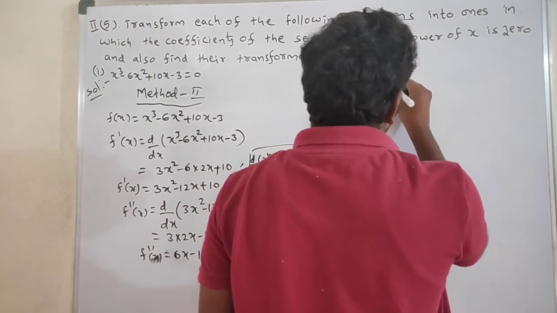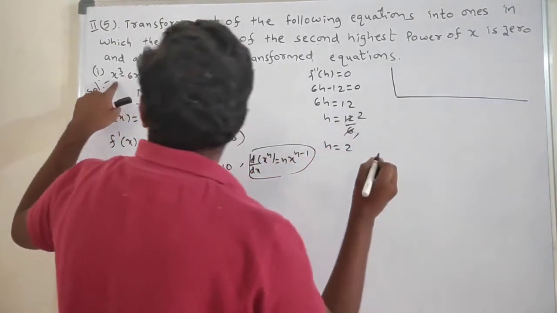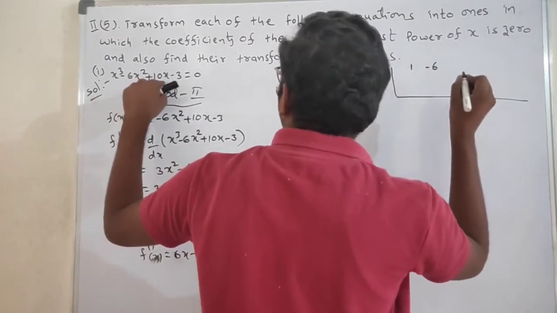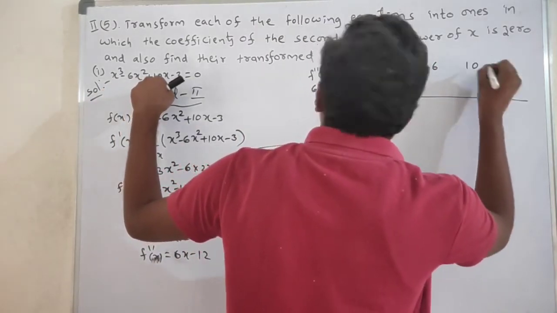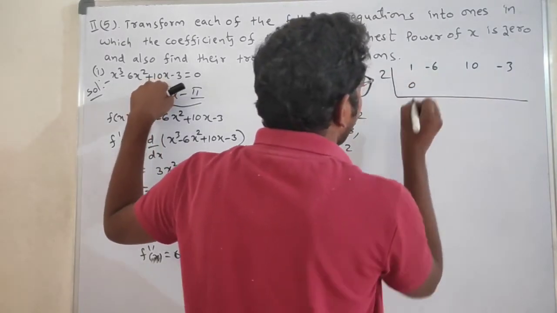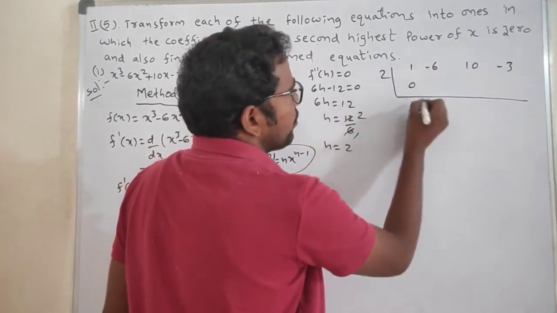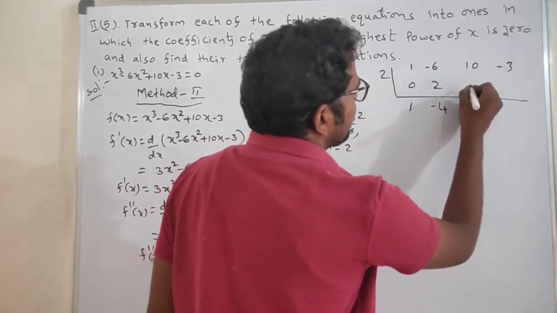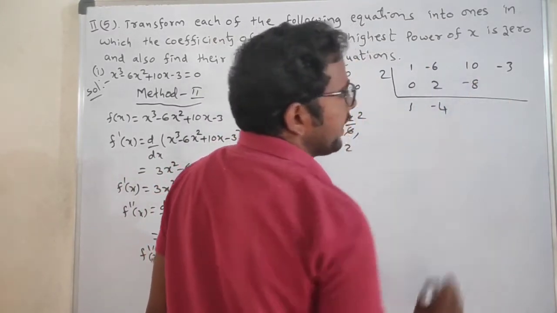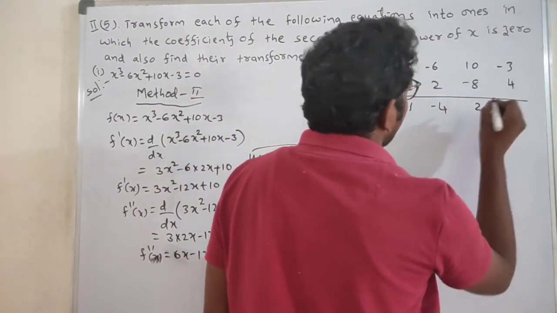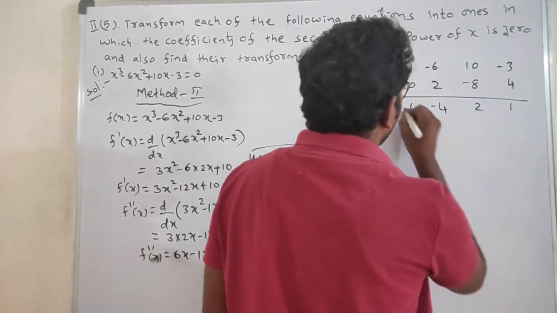So what is the coefficient of x power 3? 1. Coefficient of x square is minus 6, coefficient of x is 10, constant is minus 3. H equals 2. Do synthetic division: 1 plus 0 is 1. 2 ones are 2. Minus 6 plus 2 is minus 4. 2 into minus 4 is minus 8. 10 minus 8 is 2. 2 twos are 4. So 4 minus 3 is 1.